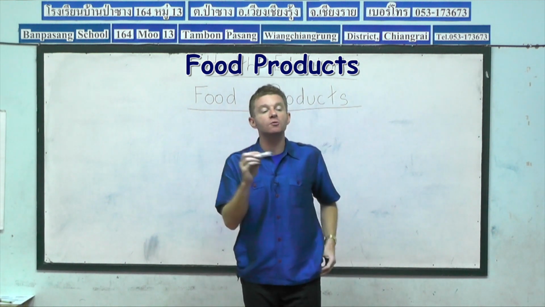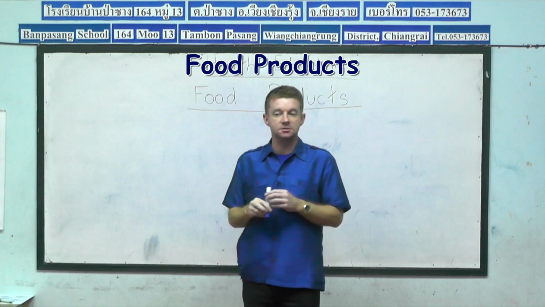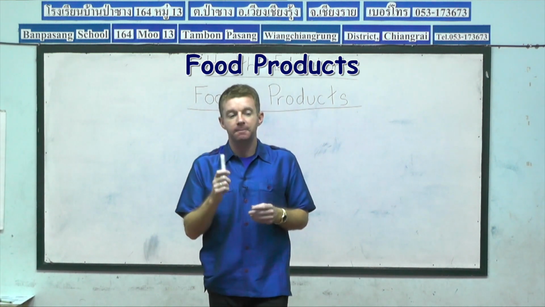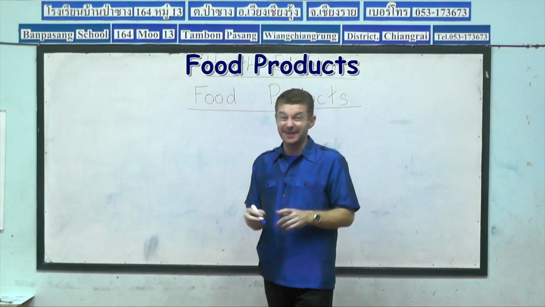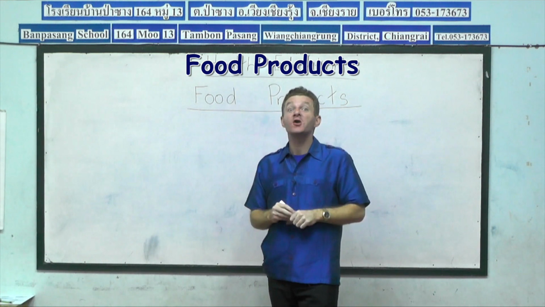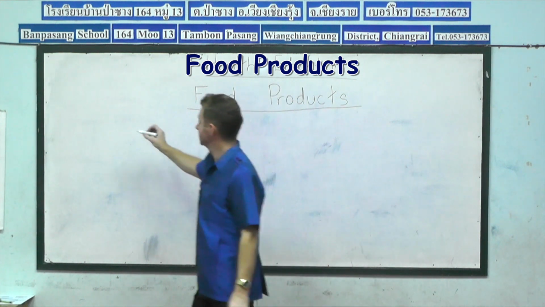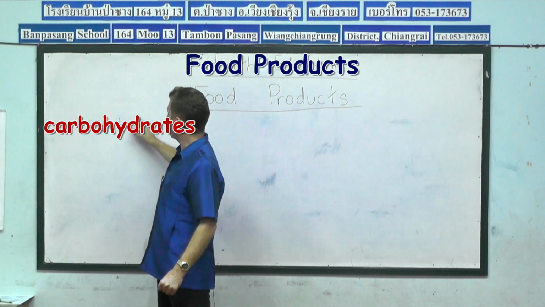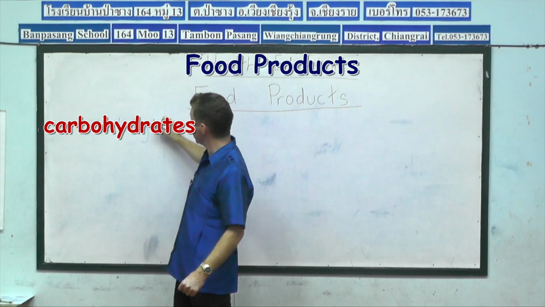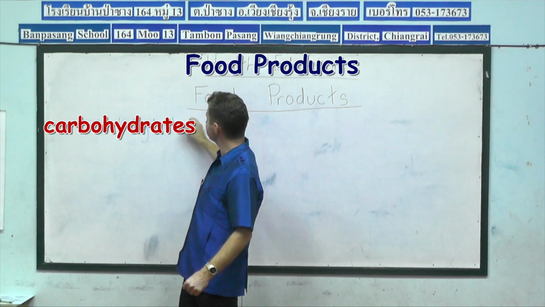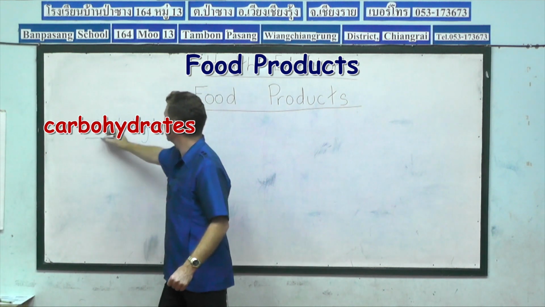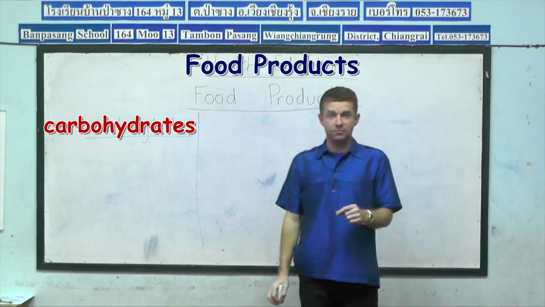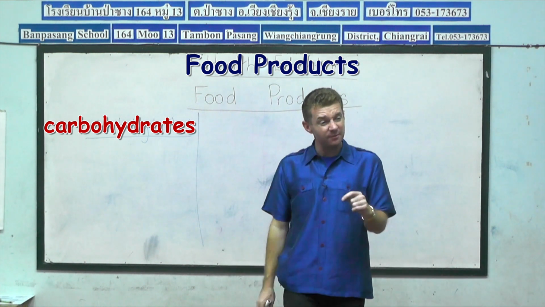So who can think of some of the different types of food products that our body needs and will use in different ways? Like carbohydrates. Yes, remember a very long word, carbohydrates. C-A-R-B-O-H-Y-D-R-A-T-E-S. Carbohydrates. So that is one type of food product, but there were 4 others that we learnt about.